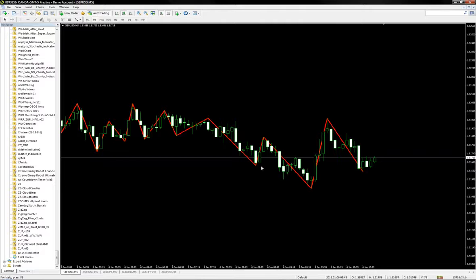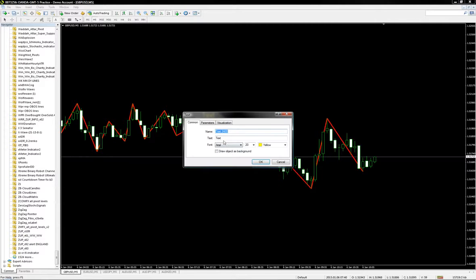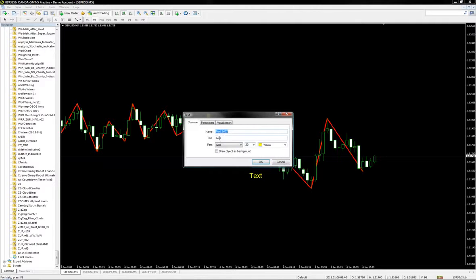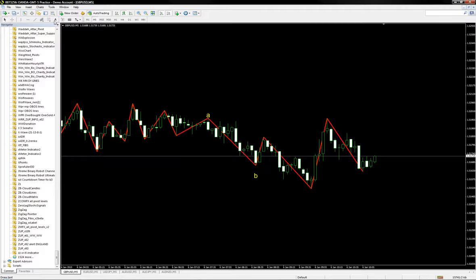Let's see. I'm going to reload the template real quick, and we'll go back and look at one more Fib. Okay, so we have one other Fibonacci here. And if we look at it, here's A.